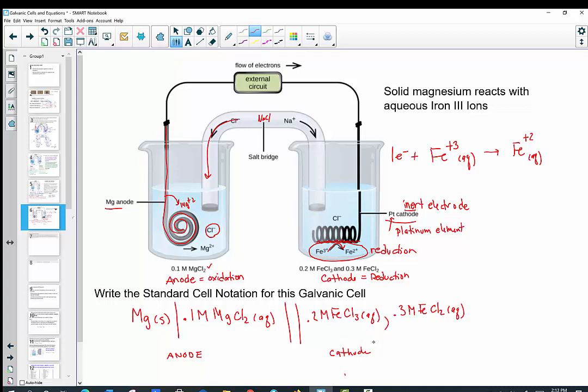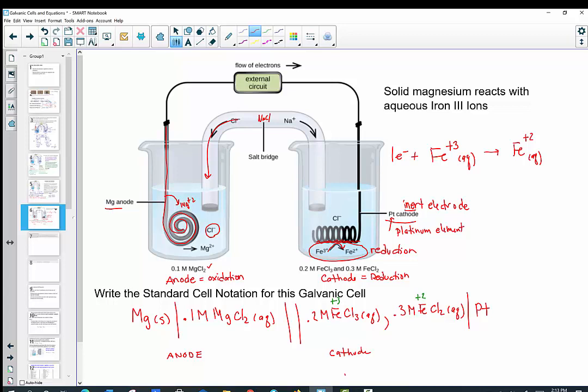These are both solutions. So I can clearly see the reduction is occurring. I went from a plus 3 to a plus 2. That is reduction. But where is that surface occurring? Where is the actual reduction occurring? Well, it's occurring at the platinum inert electrode. So notice where my line comes in is separating the aqueous phase from the inert electrode called platinum, Pt. And that's how I'll designate this cathode half cell. In solution, we have iron 3 chloride and iron 2 chloride, all connected to an inert electrode called platinum.